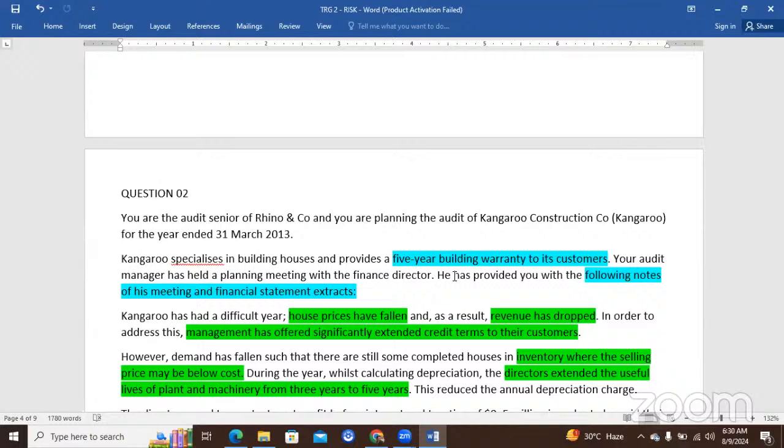Kangaroo had a difficult year. House prices have fallen. As a result, revenue has dropped. In order to address this, management has offered significantly extended credit terms to their customers. See here, already we performed what? Already we performed ARP, analytical review procedure, right?